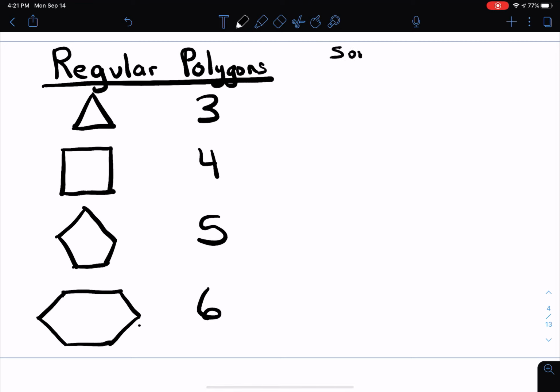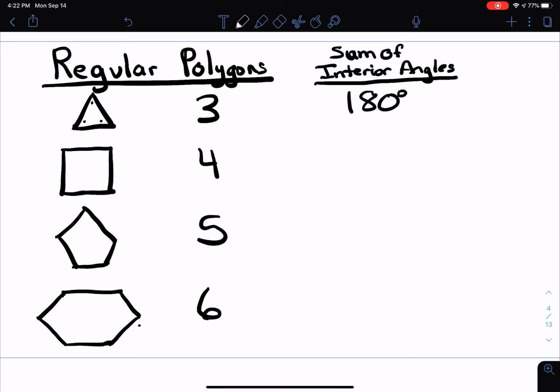If you take the angles inside of each of these regular polygons, you learned early on that a triangle's angles inside, those 3 interior angles, add up to 180 degrees. All right, my little U didn't turn out so great there. Let me erase that and rewrite it for posterity. Okay. So those add up to 180 degrees.